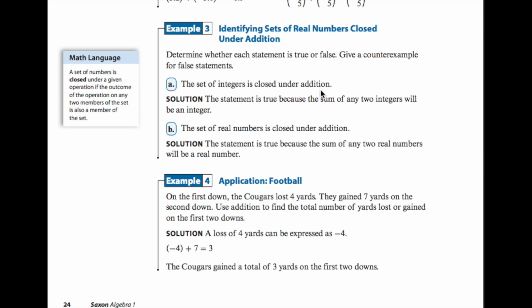A, the set of integers is closed under addition. Can I add two integers and get another integer? That statement is true. Two positives would make a positive, two negatives make a negative. When I add positives and negatives, guess what? It gives me either a positive or negative. We just learned that, but it's also considered an integer.